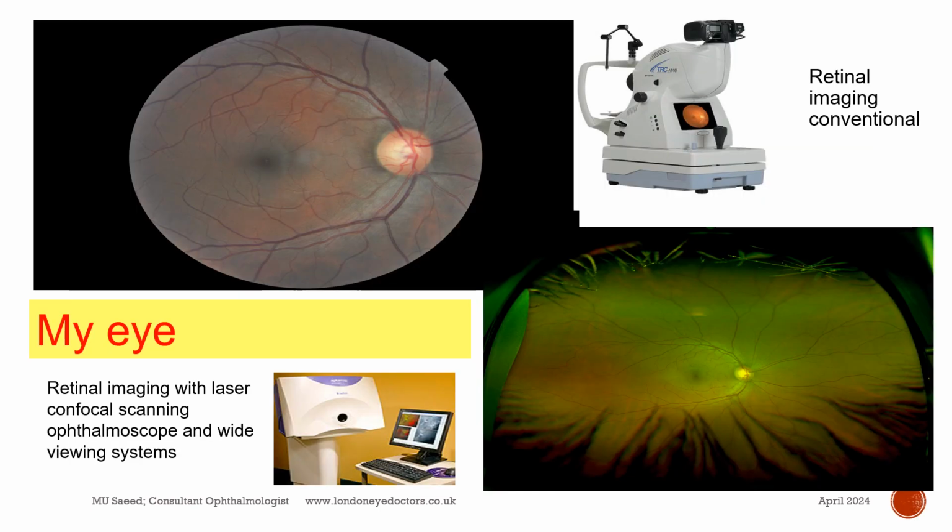Conventional retinal imaging basically sees the eye as a front-on image. I've shown you a picture of my eye with a conventional retinal camera. You can see the conventional retinal camera on the top right image over here. There are newer methods of imaging of the eye, and my eye is depicted on the lower right picture with an ultra-wide view imaging system called Optos or Optomap.